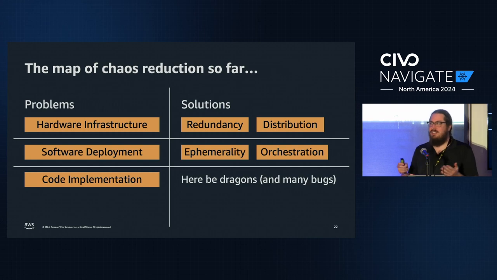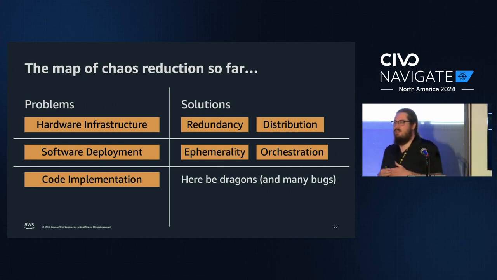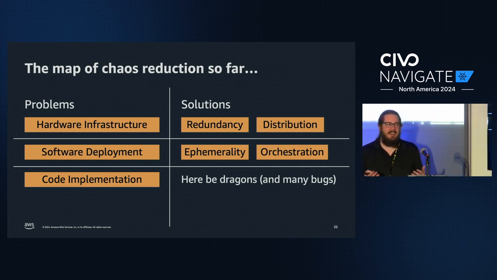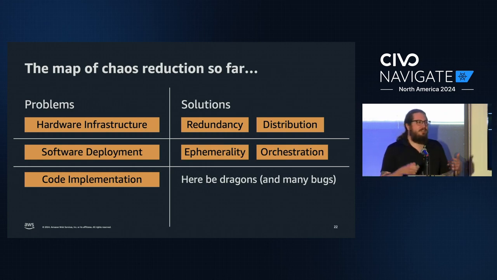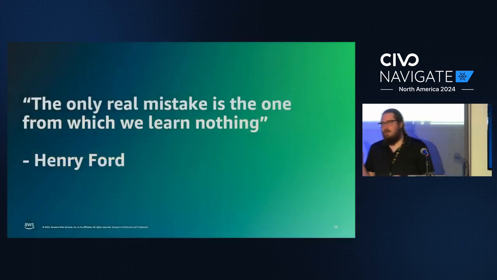It's hard to get developers to write code that is 100% chaos free. I know that I certainly can't. If I'm trying to write code, I guarantee you there's going to be some bugs, some problems in that code. So how do you reduce that level of chaos? Well, once again, I'm going to pull out another quote from Henry Ford. This is one of my favorite quotes from him. He said, "The only real mistake is the one from which we learn nothing."